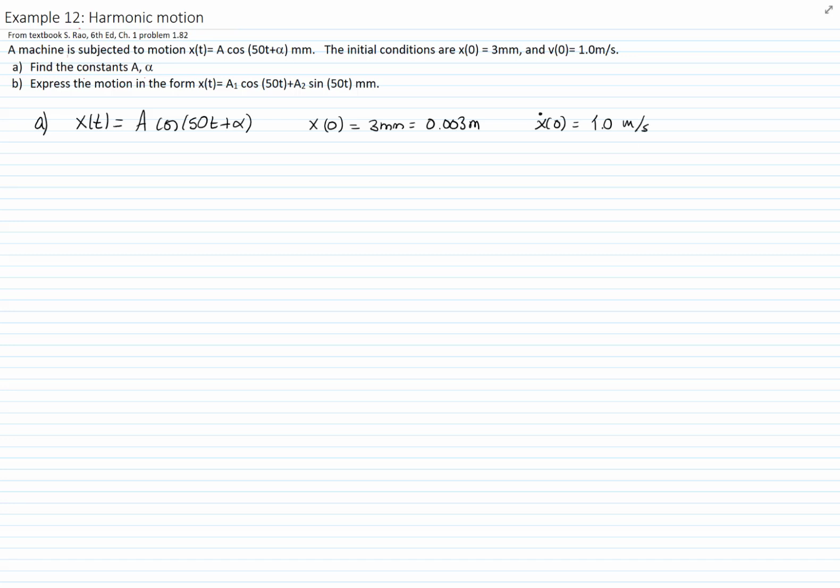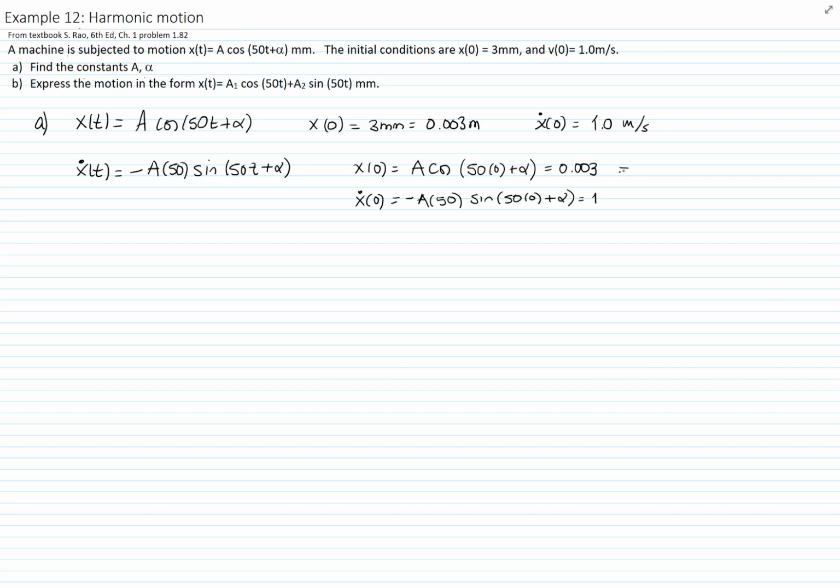So let's derive our function with respect to time and then evaluate it. That's negative A times 50 sine of 50t plus alpha, and now we will evaluate at 0. A cosine of 50 times 0 plus alpha is equal to 0.003, and the velocity is equal to negative A times 50 sine of 50 times 0 plus alpha, that's equal to 1. So that gives us two equations: A cosine of alpha equals 0.003 and 50A sine of alpha equals 1.